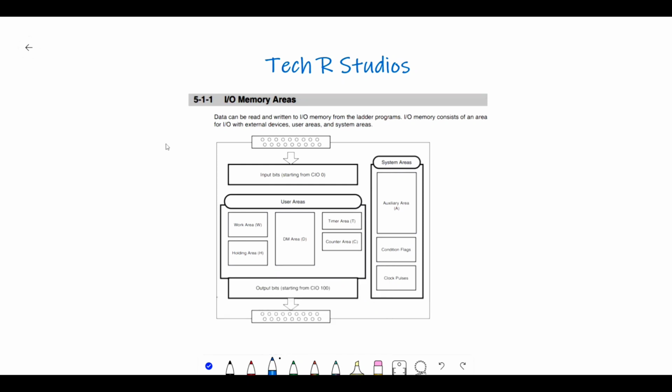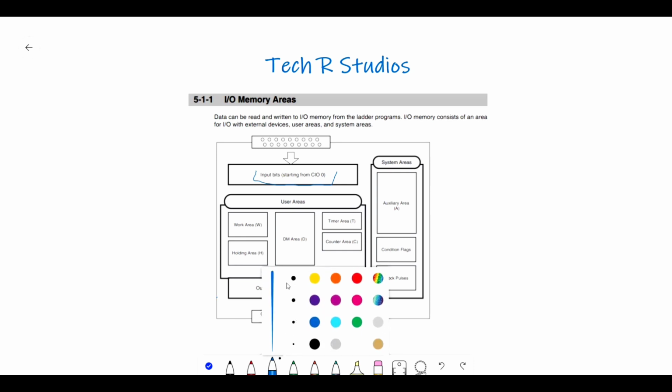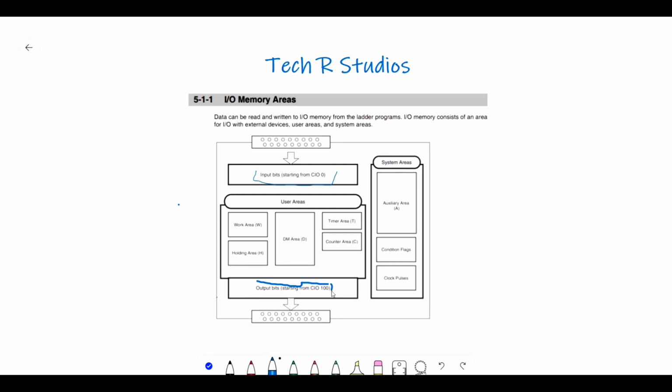Let me select a pen. For instance, we can see here a memory area for input, and a memory area here for outputs. CIO 100 for output, and for input it was CIO 0.